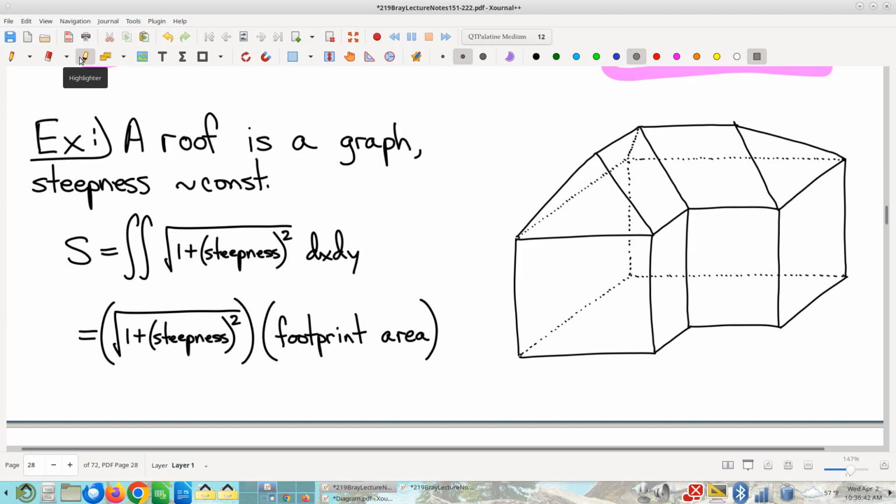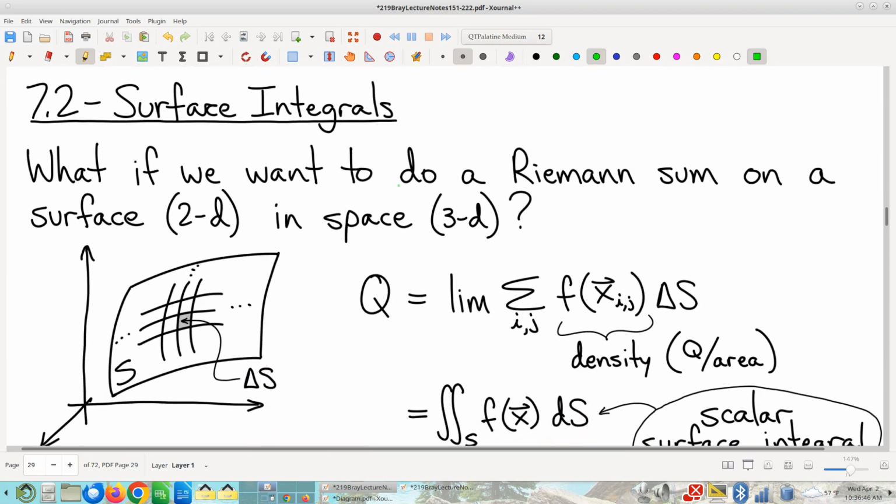Okay, let's see here. Where am I? Okay, moving along. Okay, so that finishes 7.1. Moving on to 7.2. We're going to talk about surface integrals.